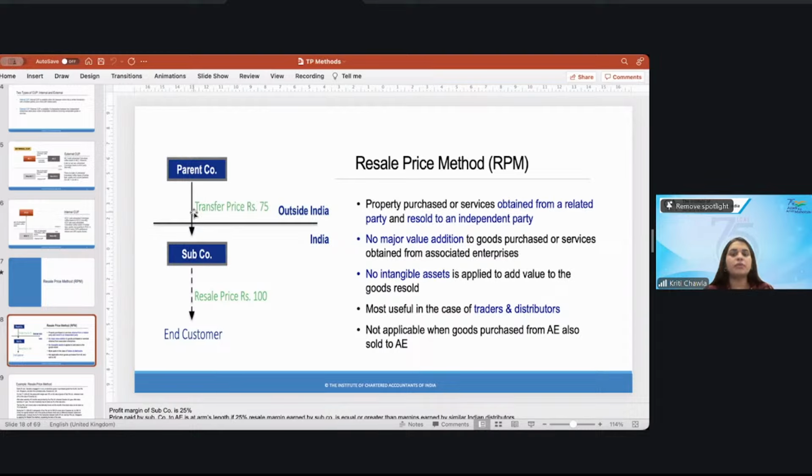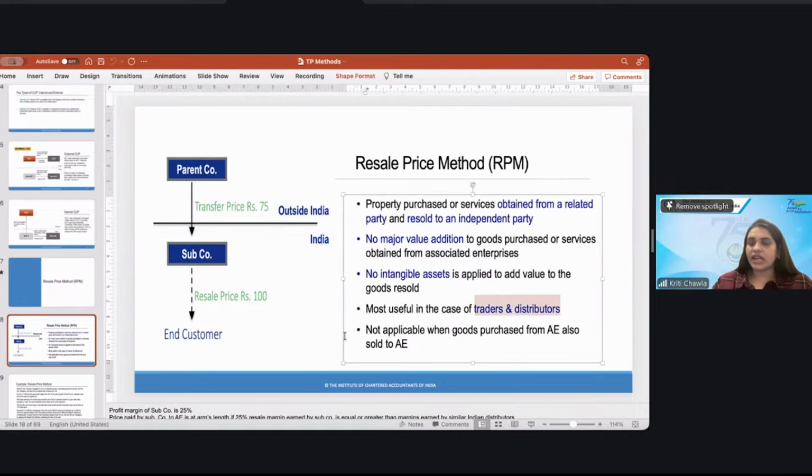Another thing that you have to remember is that there are no intangible assets which are used to add value at the subsidiary company level. Because if there are intangible assets, then it's not really like a resale. Then it's another kind of sale altogether, because that intangible asset might change the characteristics of the commodity which is sold by the subsidiary company. So this is a simple resale transaction, which is applicable in the case of traders and distributors.